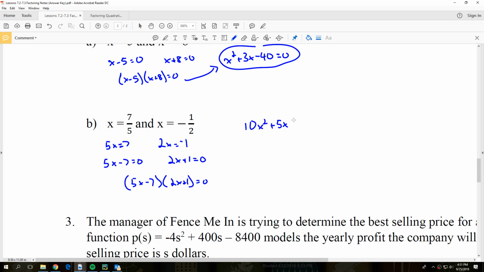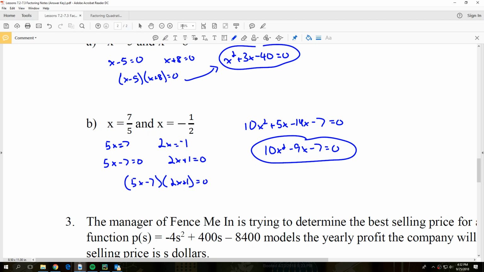And then the back, which would be minus 14x. And then minus 7 is equal to 0. And then combine like terms, so it's just 10x squared minus 9x minus 7 is equal to 0. And there you go. There's your equation in standard form.